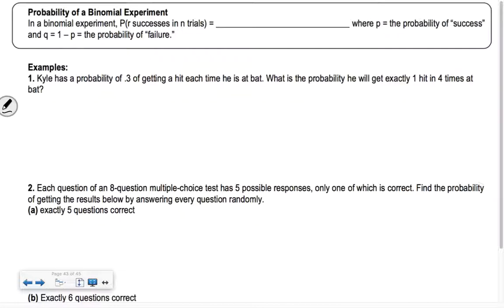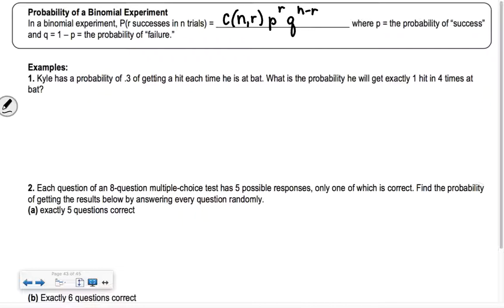So we use what's called the binomial experiment, or Bernoulli trials, to do this. It says in a binomial experiment, the probability of R successes in N trials ends up being: we take the combination of N choose R, and we multiply by the probability of success R times, and failure N minus R times.